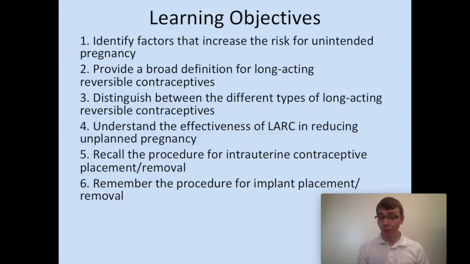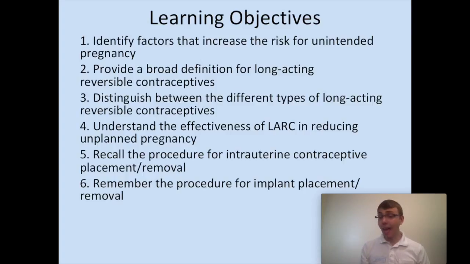At this point in the video, I would kindly ask you to click the pause button and take the pretest exam, which is located in the description below the video. Now, the pretest exam is meant to assess your knowledge, assess how much you already know about LARC. It's meant to serve as a baseline, if you will.